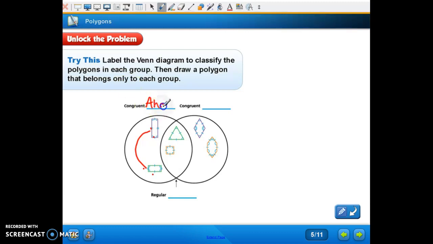How about these? What is congruent on these? The sides. Right, look at all the sides. They only have one little line going through them. So the sides are congruent. How about in the middle here? Regular what? Shapes. Polygon.